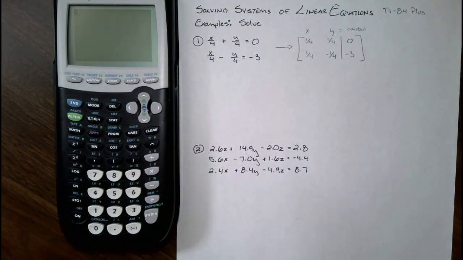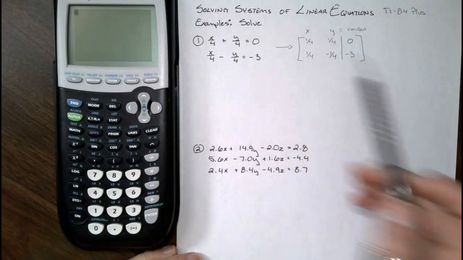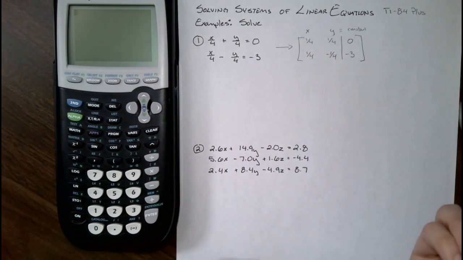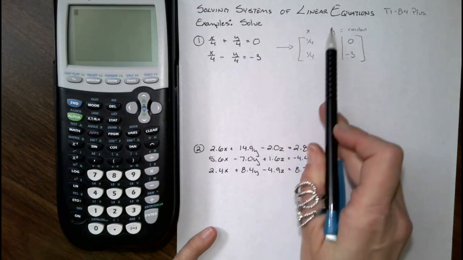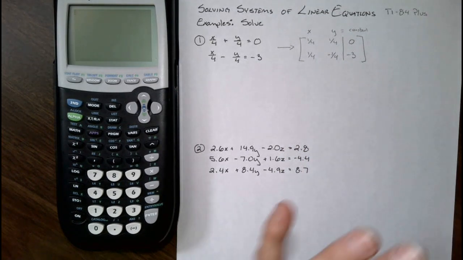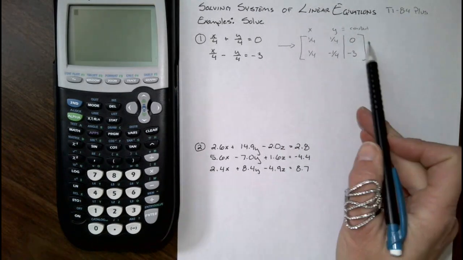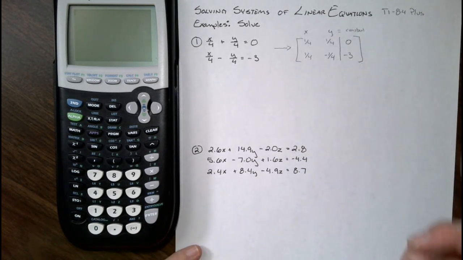Now, before we work any problem, you do want to always make sure that it is lined up. You could have this lined up in any way as long as the constant is on the right. You could have y and then x, and then your equal sign, and then the constant, as long as the equal sign and constant are always there at the end. And as long as the variables are lined up, all will be good. So this is our matrix.